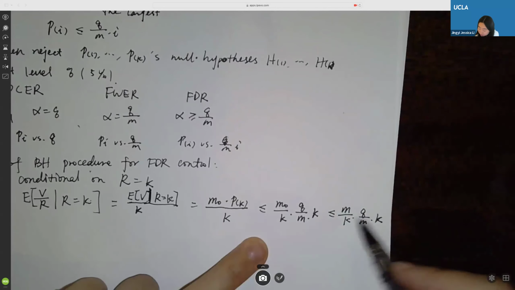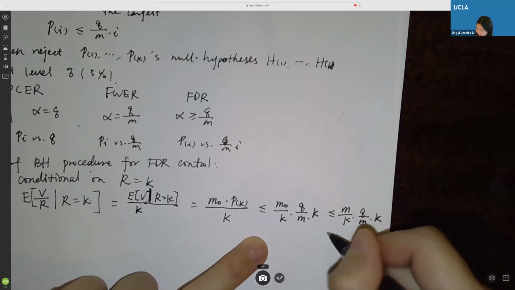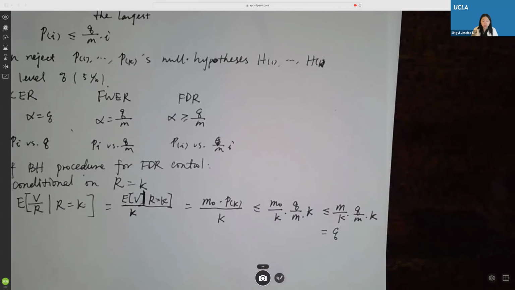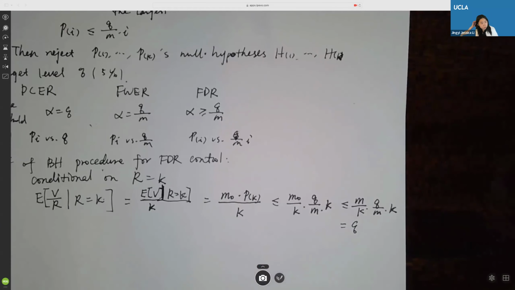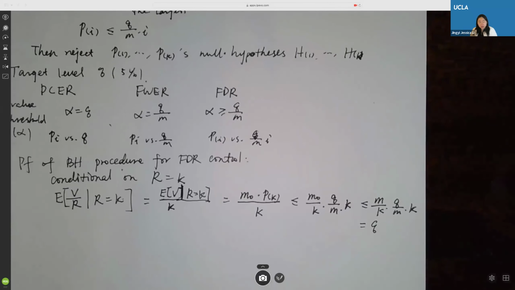Okay, and then you see I have all these cancellations, and that is q. So this is the informal proof. It shows that given the conditioning that we make k rejections, this procedure can make the conditional FDR less or equal than q.